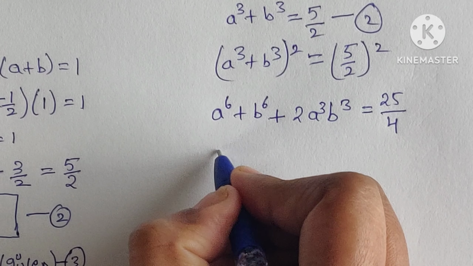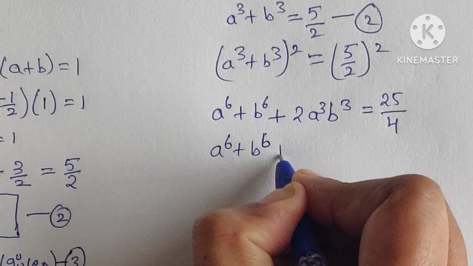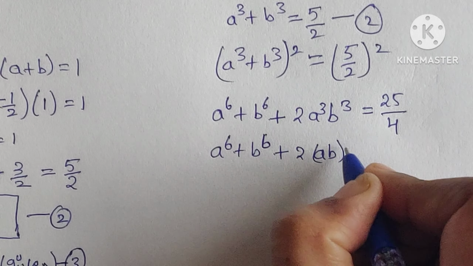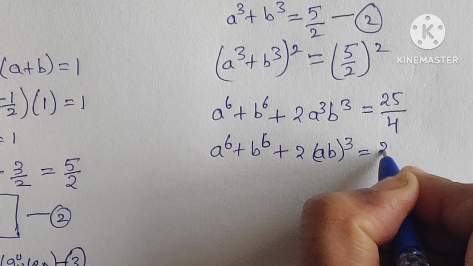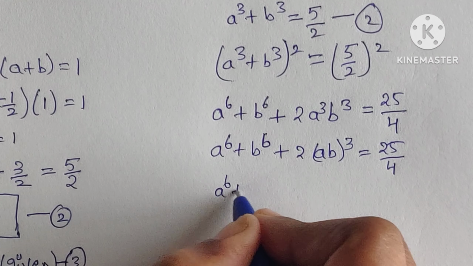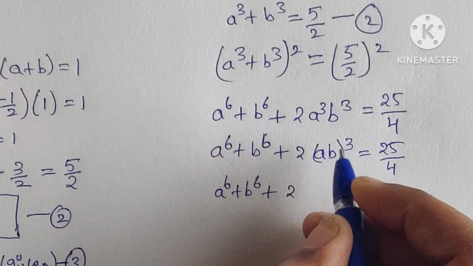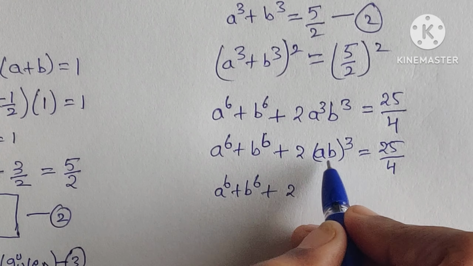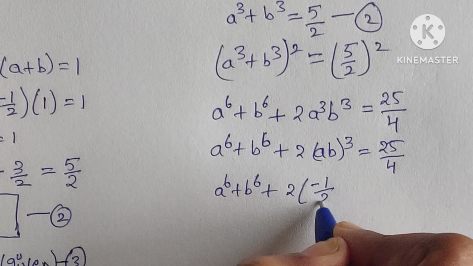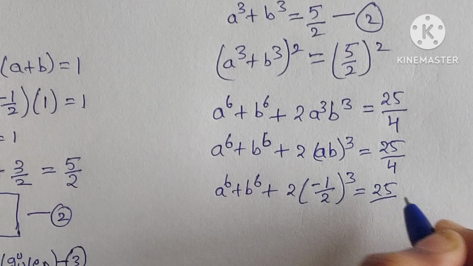Now a power 6 plus b power 6 plus 2, we can write this ab cube equal 25 divided by 4. So a power 6 plus b power 6 plus 2. So ab value, we know this ab value. What is the ab value? Minus 1 by 2 power cube. So 25 divided by 4.